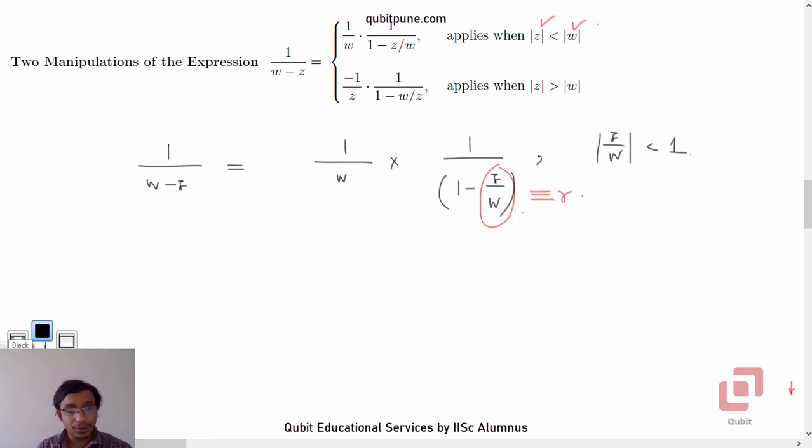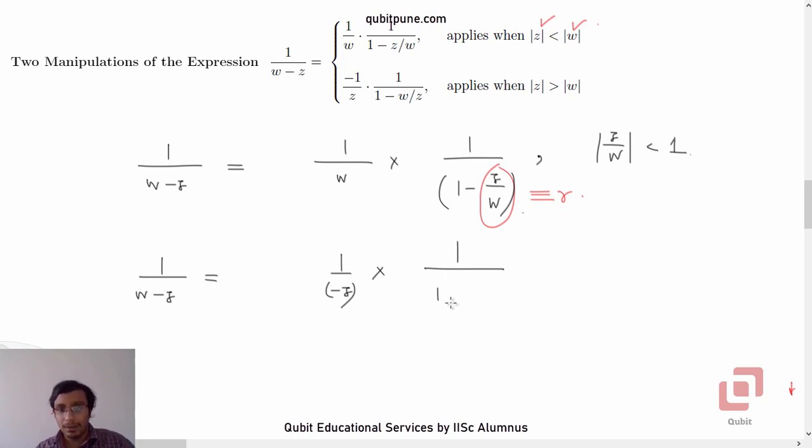Now let us go to the second manipulation, wherein we will not take w common but we will take minus z common. If we do that, then this minus z will become 1, so let me write it first, and w will become minus w upon z.